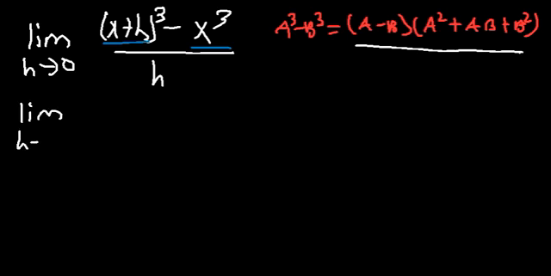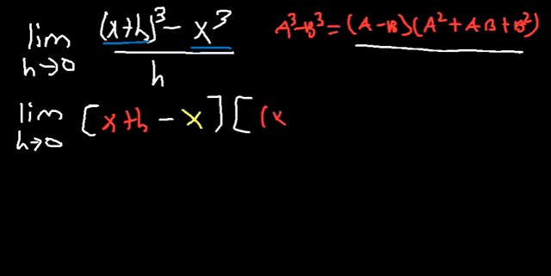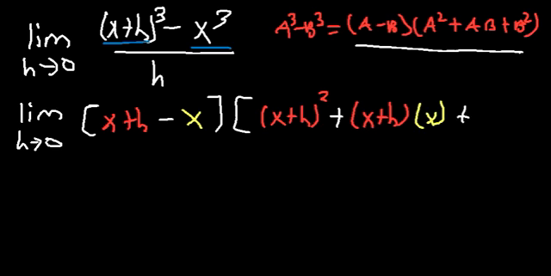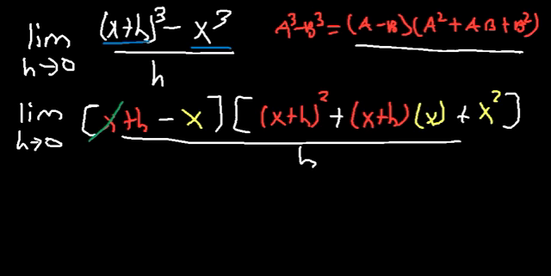So we have the limit as h approaches 0 of a minus b. So a is x plus h, and then minus b, which is simply just x, and then times a squared, which is x plus h squared, plus ab. So a is x plus h, and b is x, plus b squared, which is just x squared, all divided by h. So x minus x will cancel, and then we're going to have just this h by itself, which we can cancel with the h on the bottom.